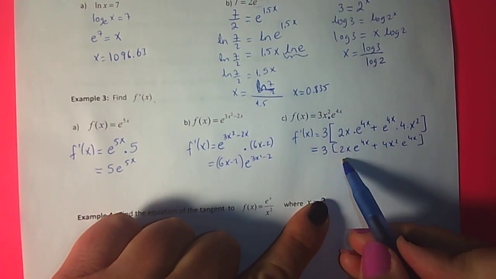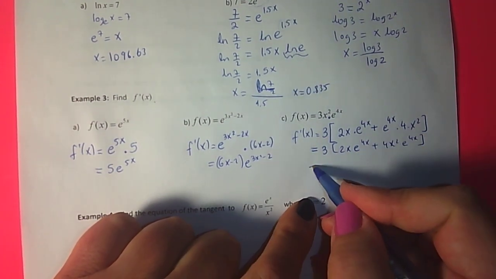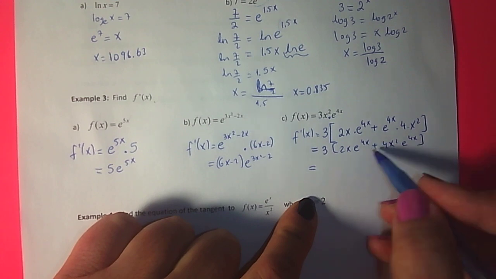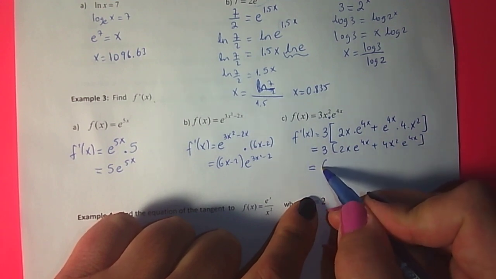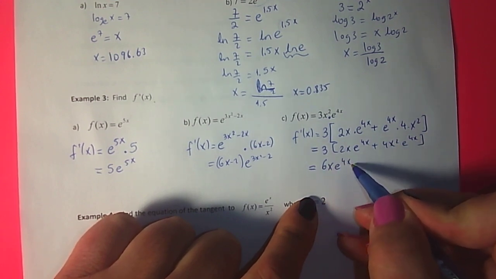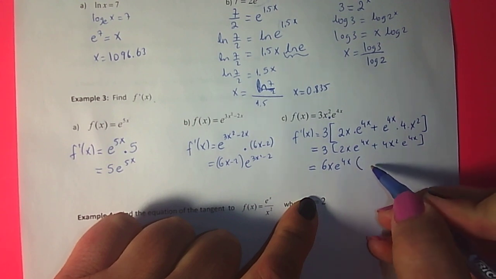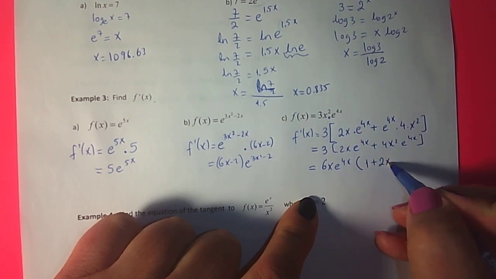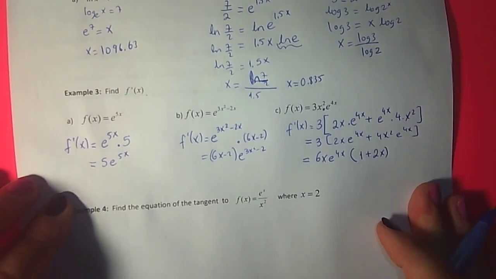Okay, so we see that 2x times e to the power of 4x is a common factor. So if we take it out, we get 6x e to the power of 4x, and that gives us 1 plus 2x for the second factor.